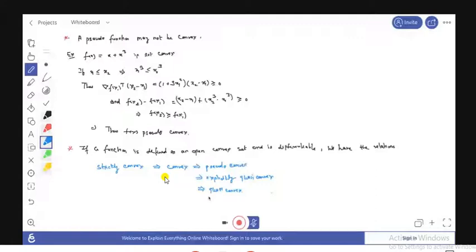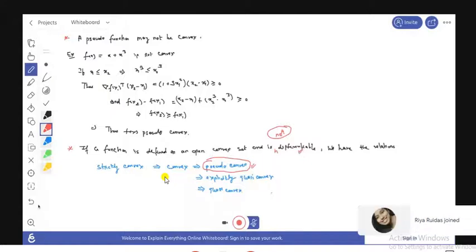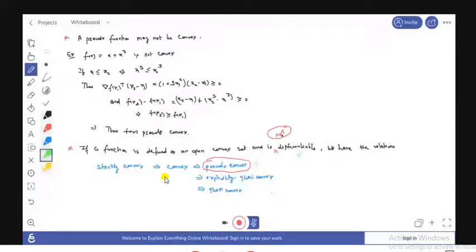the converse is not true. And suppose the function is not differentiable, in that case this condition doesn't hold. If any function is not differentiable, then you drop the pseudo convexity, and the chain is convex, then explicitly quasi-convex, and then quasi-convex. If the function is differentiable, then this property holds. So if this condition is there, then this condition will be fulfilled, otherwise if it is not differentiable, you remove this.